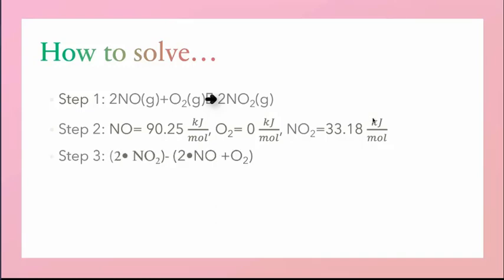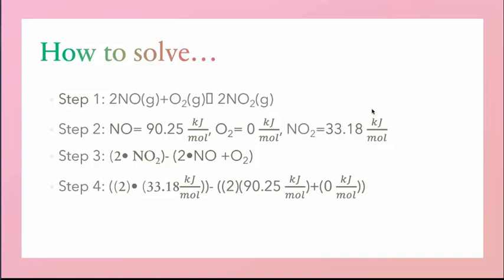Now, for step 3. Recall the formula for Hess's Law, which is the sum of the products minus the sum of reactants. Note here that there is a number 2 in front of nitric oxide and nitrogen dioxide, so we multiply their heat of formation values by 2. For step 4, plug and chug. Plug in the heat of formation values for the substances and calculate the answer.